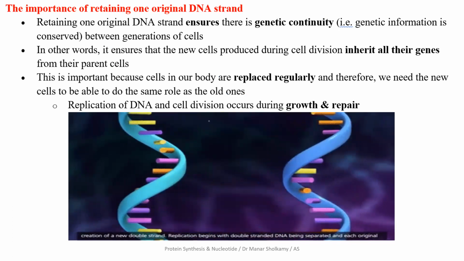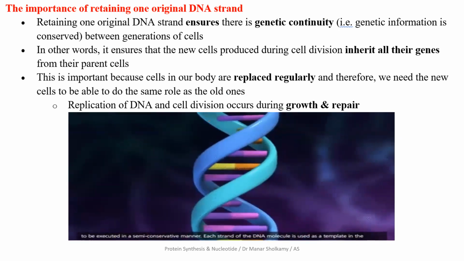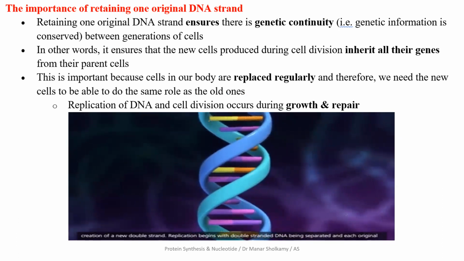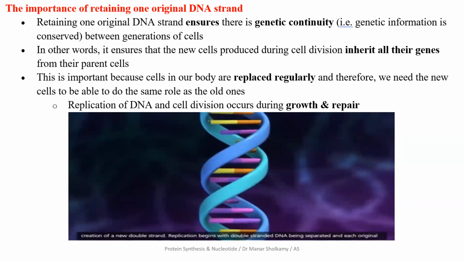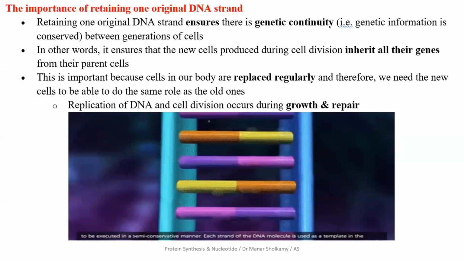What is the importance of keeping semi-conservative replication? So that the parental information, the original information, is not lost. It's called genetic continuity, okay?